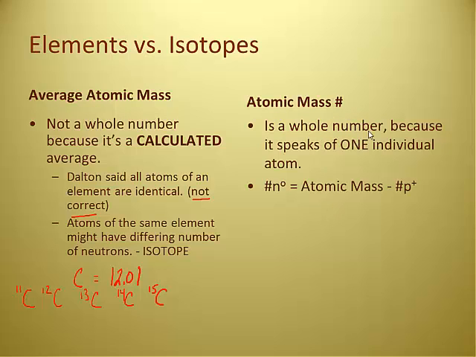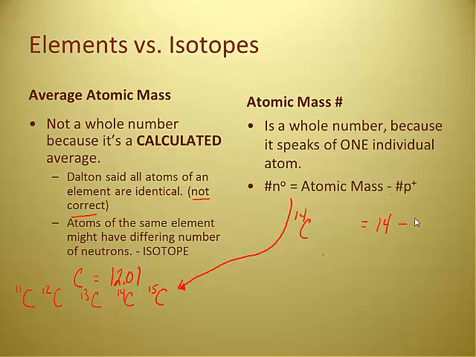The atomic mass is a whole number, so what I've actually been writing down here are atomic masses. Those are whole numbers. And a neat trick here is that the number of neutrons can be calculated by taking the atomic mass minus the number of protons. So say for carbon 14, the atomic mass is 14. So if I'm going to do the math, 14 minus the number of protons.